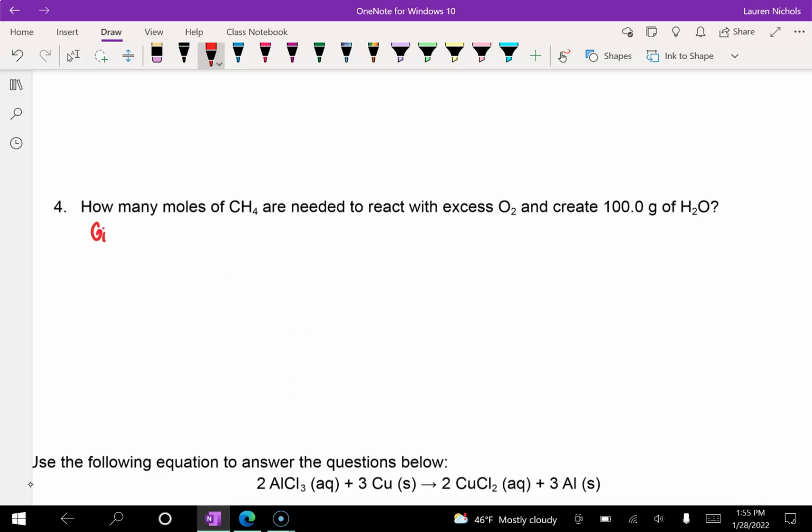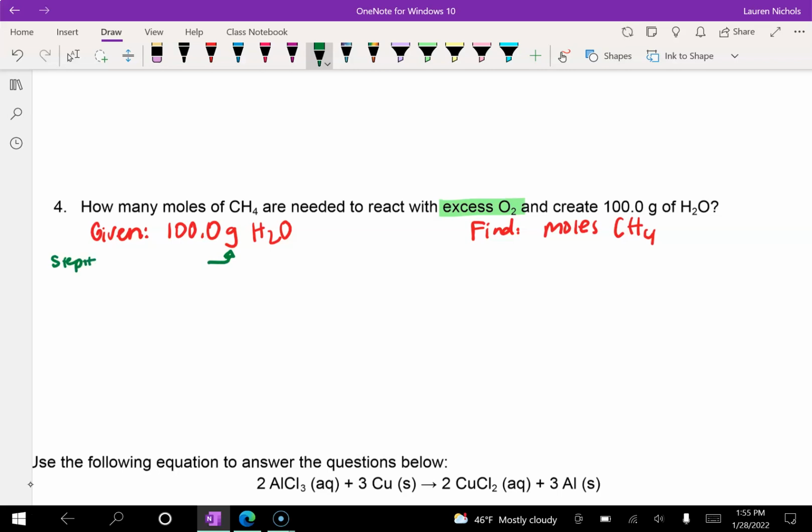It's really, really important that you label what you're given and what you're trying to find. So when we do this, we see that we're given 100.0 grams of H2O, and we're trying to find the moles of CH4. Now it mentions excess oxygen, but that doesn't matter. All it says is that you have more than enough oxygen for this reaction to happen, so you don't even need to consider it.